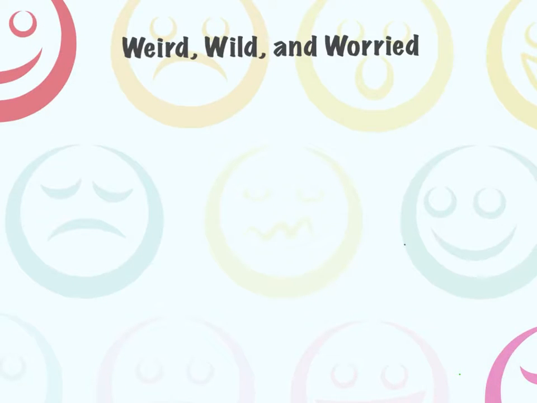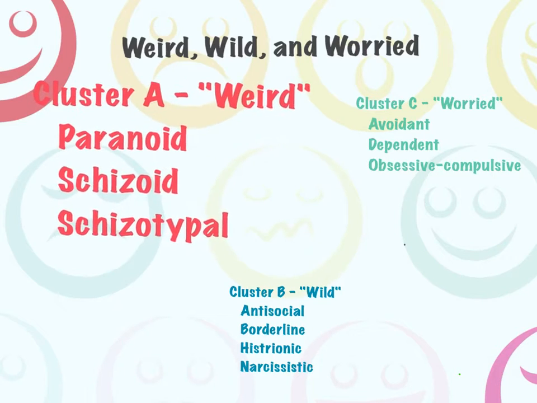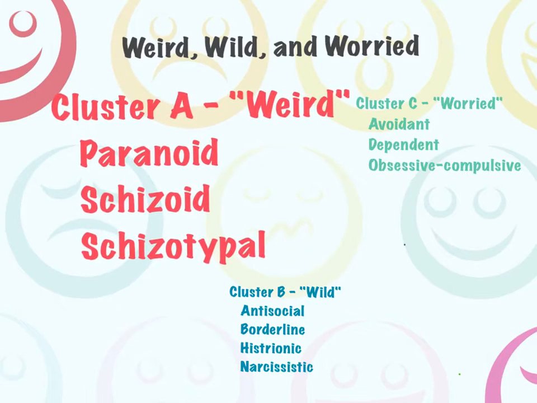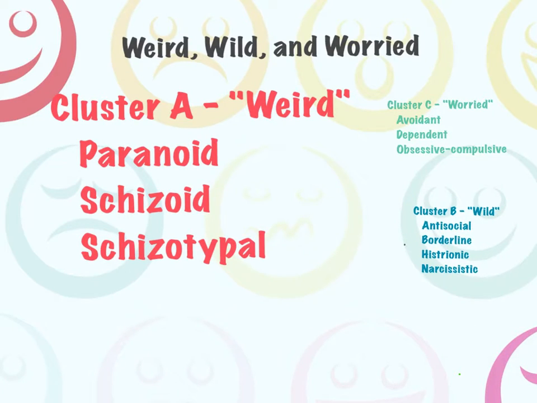Now, when we're talking about the different types of personality disorders, there are 3 basic types, cluster A, B, and C. For our purposes, the weird, the wild, and the worried. So we have our cluster A on the DSM-5. These personality disorders are associated with behaviors that are odd or peculiar, a little bit bizarre.